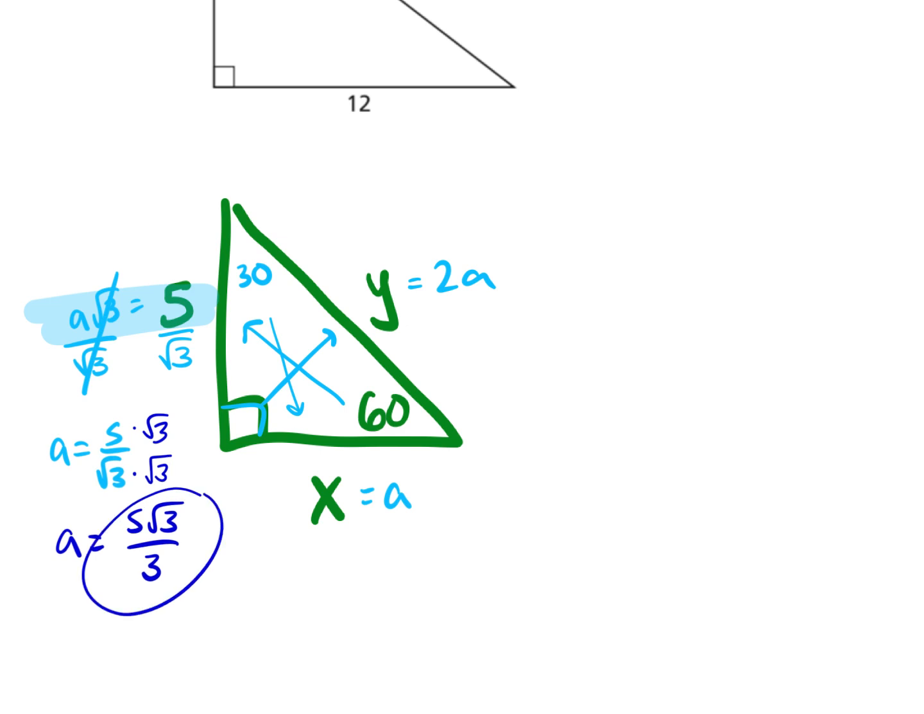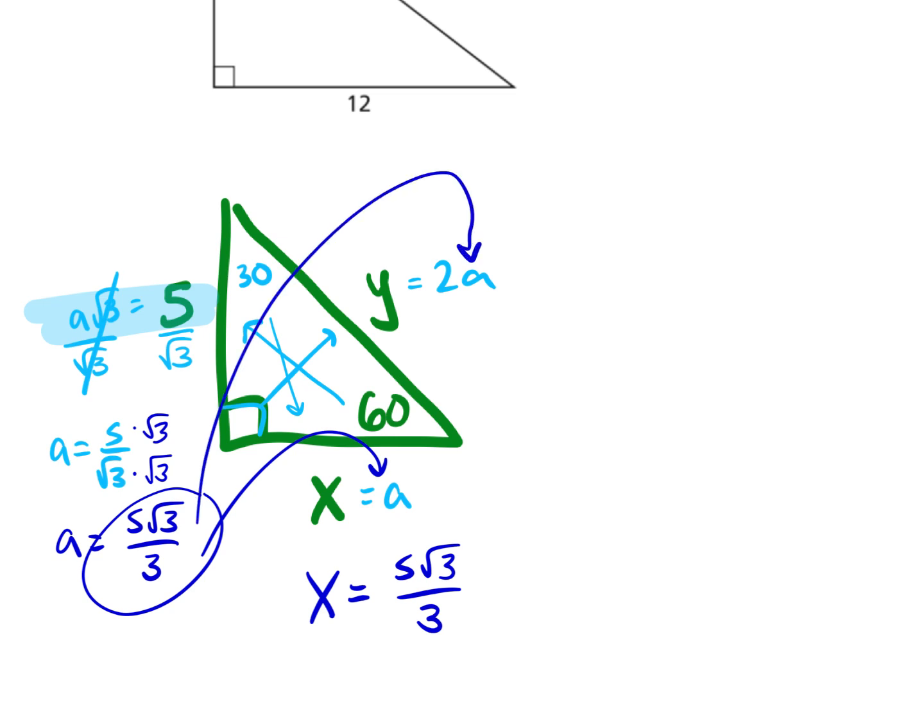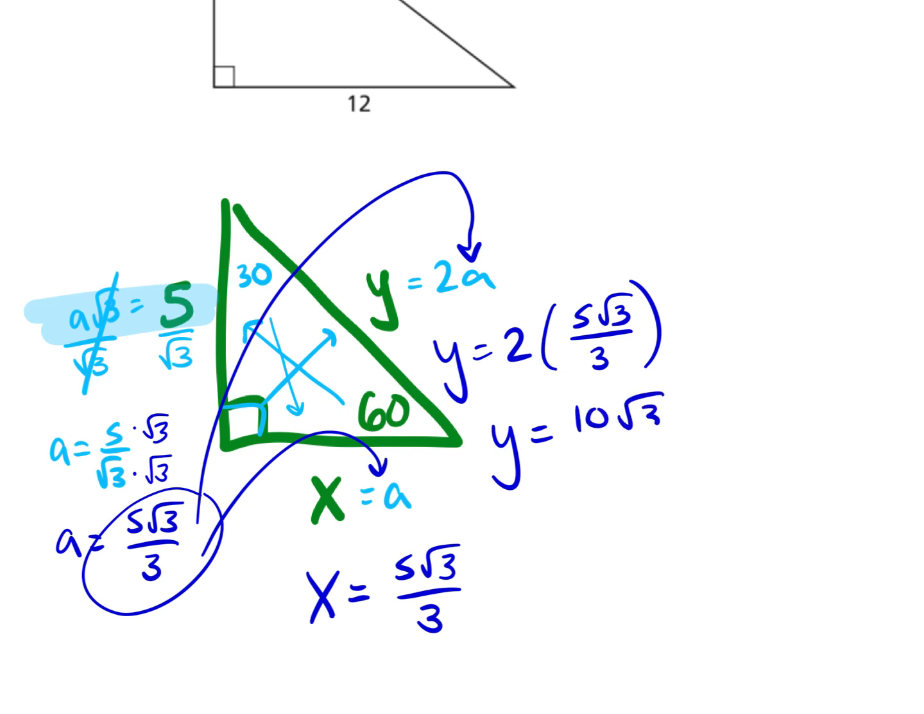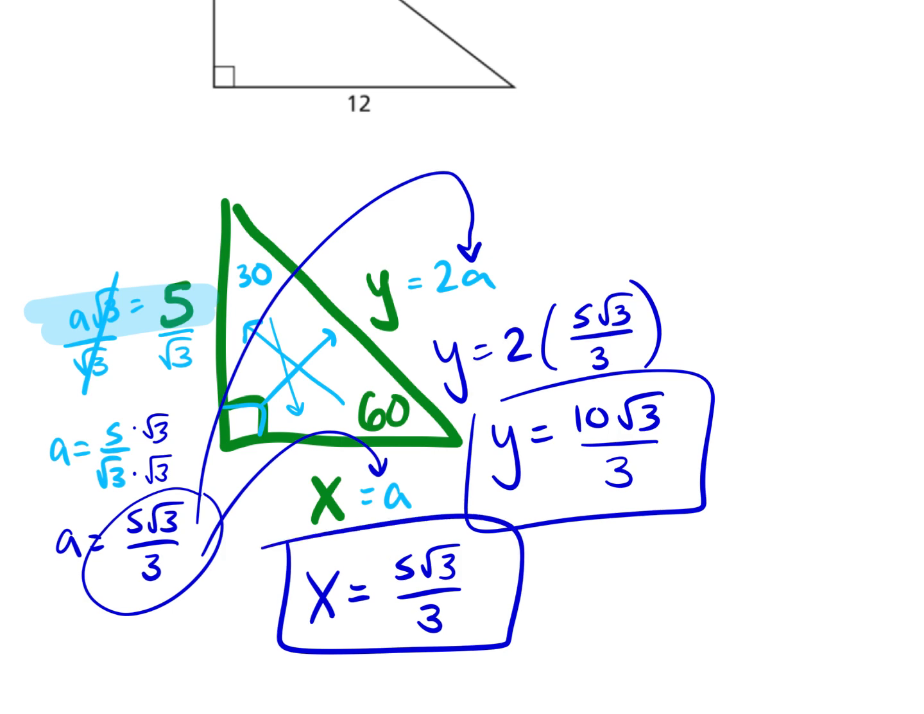So we're going to take that, plug it into our A. So we have x is equal to 5 square root 3 over 3. And then plug it into the A in the other equation to find y. So y is equal to 2 times 5 square root 3 over 3. Awesome. 2 gets multiplied on top, so it would be 10 square root 3 over 3. These would be our 2 answers.